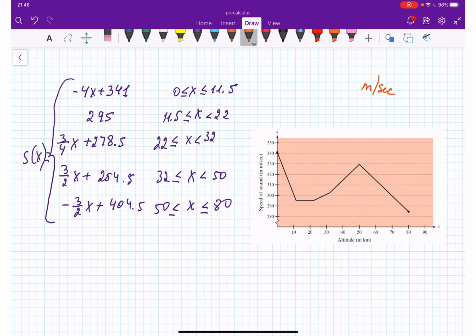It's piecewise: the speed is negative 4x plus 341 when altitude is greater than or equal to 0 and less than 11.5. Then the speed is 295 meters per second when x is greater than or equal to 11.5 and less than 22. Then 3/4 x plus 278.5 when x is greater than or equal to 22 and less than 32, and so on. Here we have a graph, so you can see the speed of sound depends on altitude.